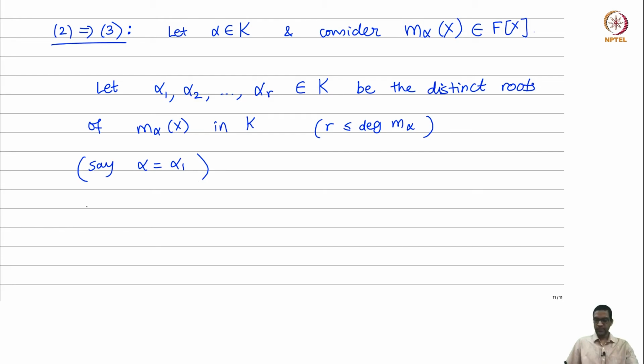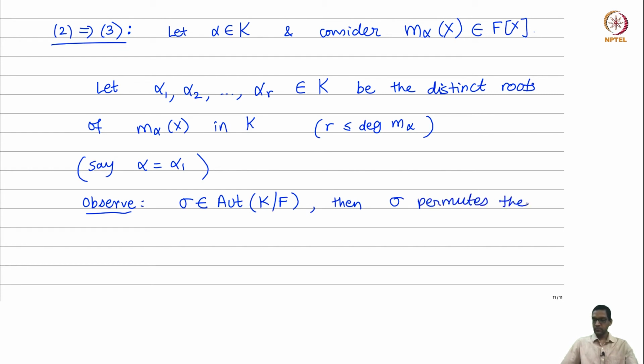Now the key observation: how do we bring in the automorphisms? Observe the following fact, that if I take an automorphism sigma of K over F, then sigma permutes the alpha i's among themselves. When I say that, I mean it permutes this set of roots alpha 1, alpha 2, up to alpha r among themselves.